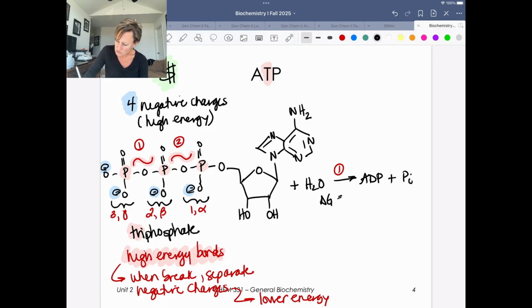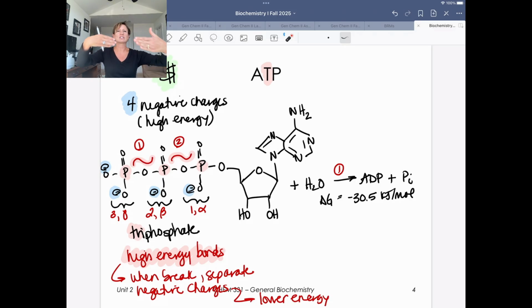Delta G in that case is going to be equal to minus 30.5 kilojoules per mole, right? So remember, when we talk about the delta G for this reaction, we can say that it's a negative 30.5 kilojoules per mole because we know it's a downhill reaction. If I ask you the question, how much energy is ATP worth? You just say 30.5 kilojoules per mole because we know that energy is given off in this hydrolysis reaction.